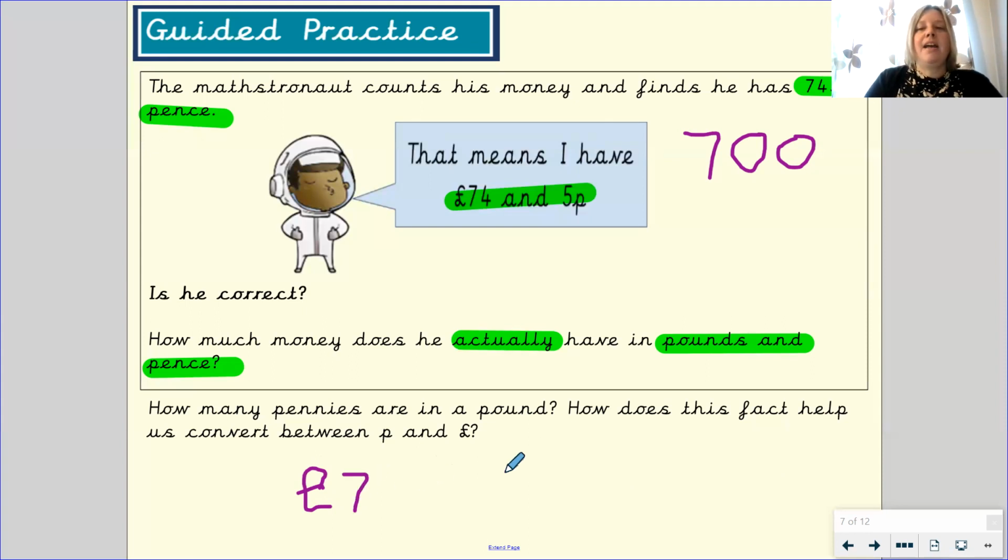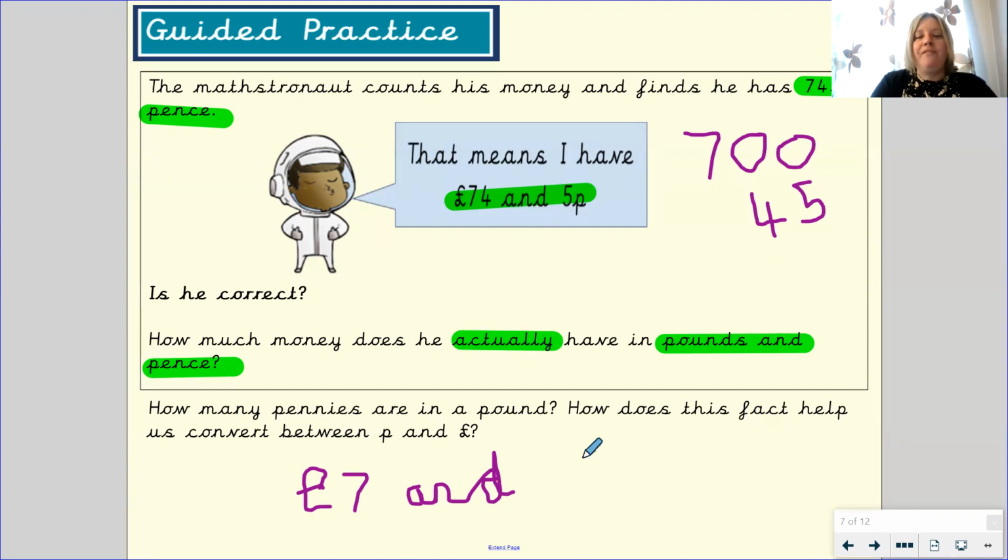Then let's have a look and see how many p he has. So he would have £7 and how many p? So we know if we look at our tens and ones number that that makes 45. And this isn't enough to make 100p.